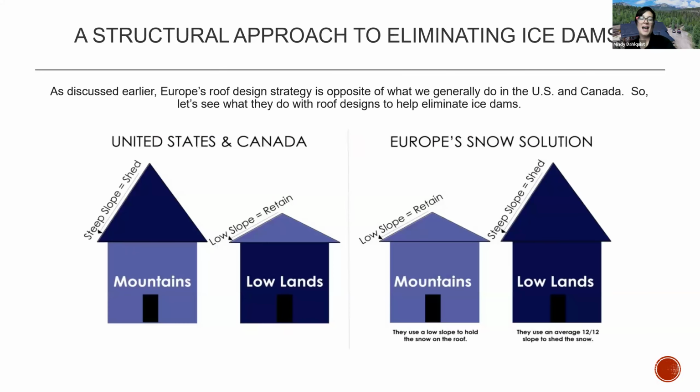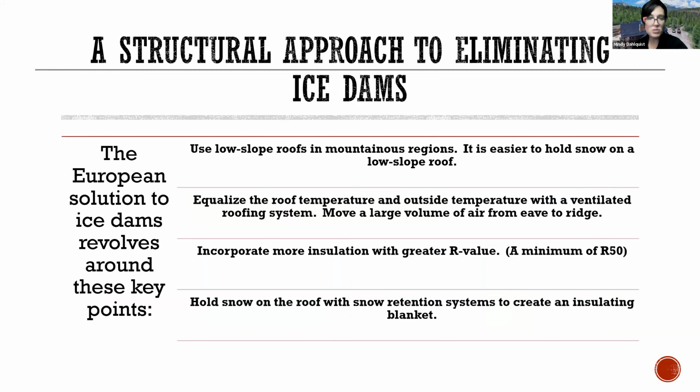And then, as we discussed a little bit earlier, Europe does have a little bit of a different strategy, actually complete opposite of what we do in the US and Canada. So they do things a little bit different with roof designs as well to help eliminate ice dams. So as I mentioned earlier, they do use a low slope roof in mountainous regions. This does help to hold the snow on the roof.